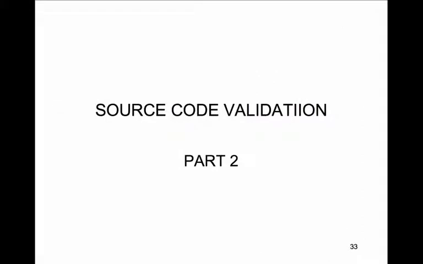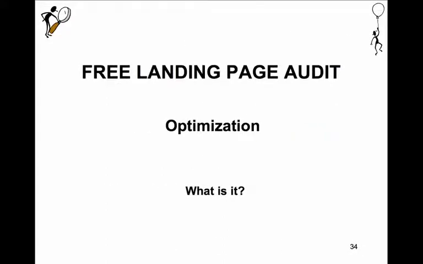This is Part 2 of the W3C source code validation process. Part 1 discussed semantic code validation. Part 2 starts with the audit process for semantic tags.